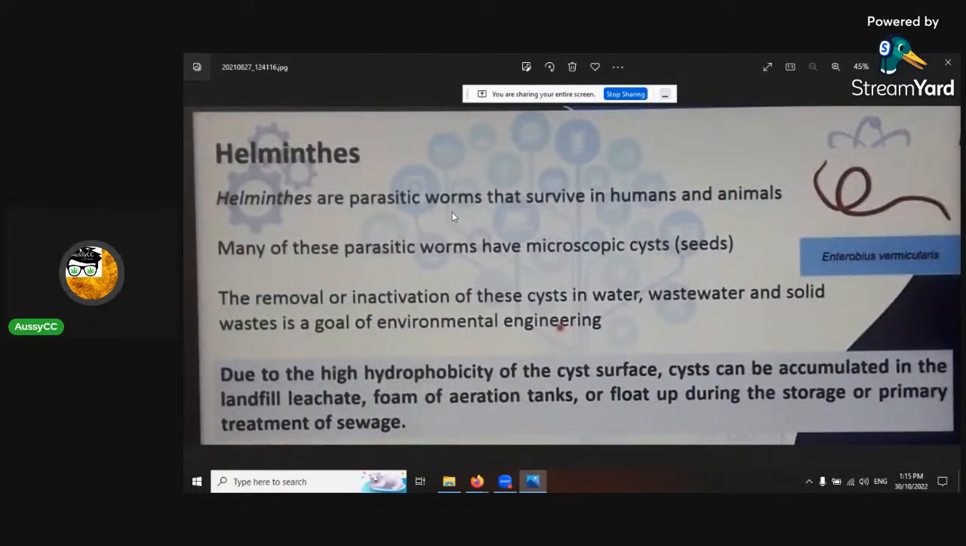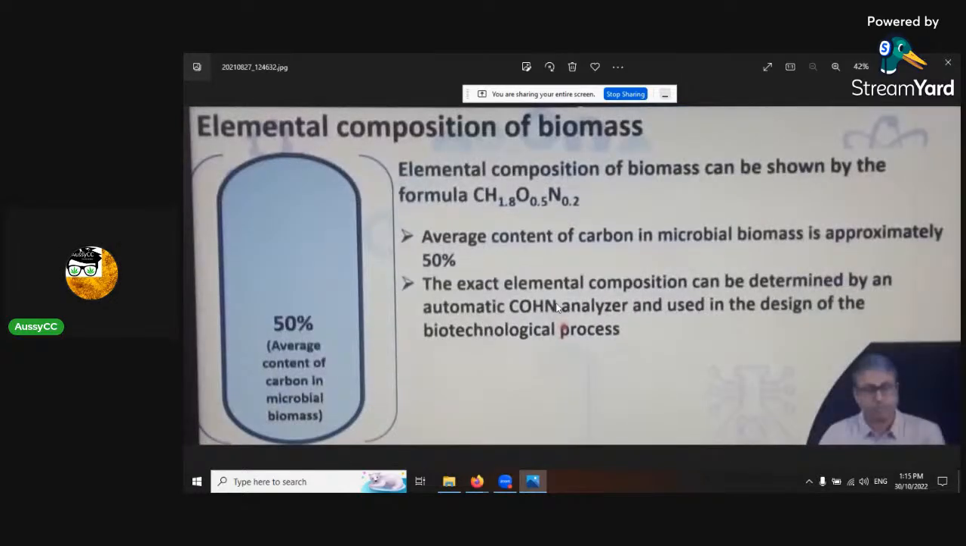Helminths are parasitic worms, so you don't want any of them. People scratch their ass a fair bit, maybe you might have one of them in it. Elemental composition of microbes. Yep, remember it was 18.5.2, and the average 50%. That was two of the questions, right there.